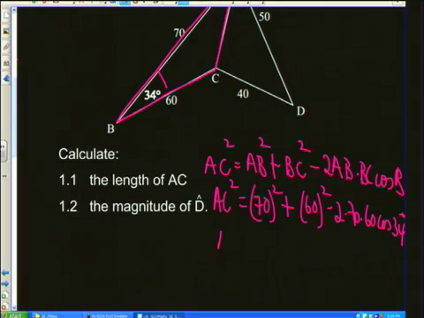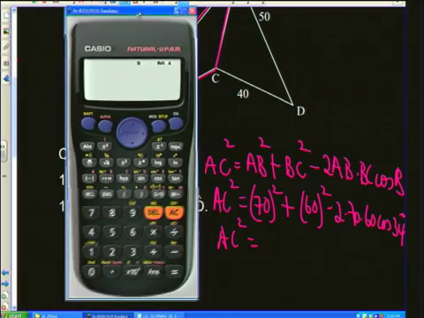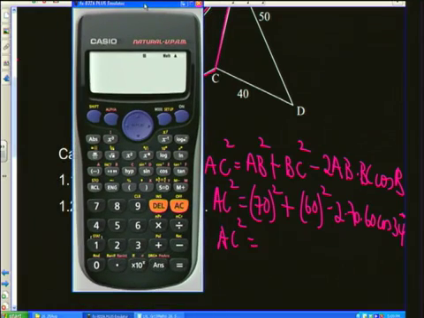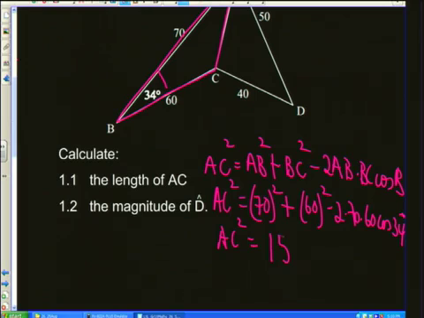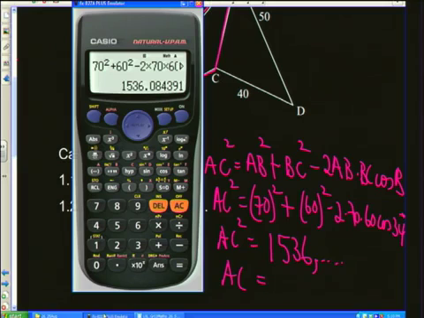Now, grade 11s, it would be useful for you to just write what AC squared is using the calculator. So if we fill that information in, we have 70 squared plus 60 squared, and we're going to take away 2 times 70 times 60 times the cos of 34. And that is 1536. So write it in as 1536. Don't waste time writing what all those values are. Just do one calculation.